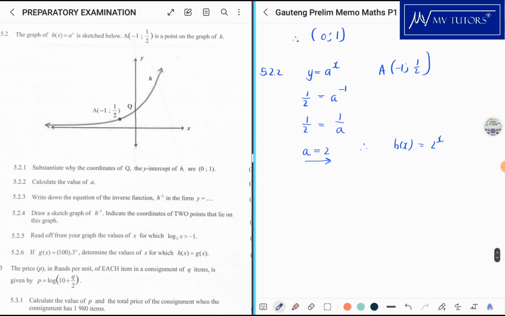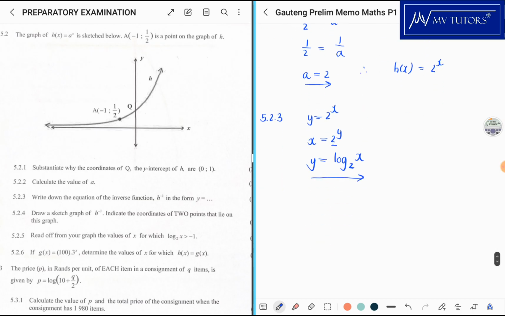All right, now 5.2.3. Write down the equation of the inverse function in the form using y. So if I have y is equal to 2 to the power x, and because I'm looking for the inverse, I will swap x and y. And now because I need to write it in terms of y, I'm going to use my logs. So basically y is equal to log x base 2. Okay, that's that. And then 5.2.4.